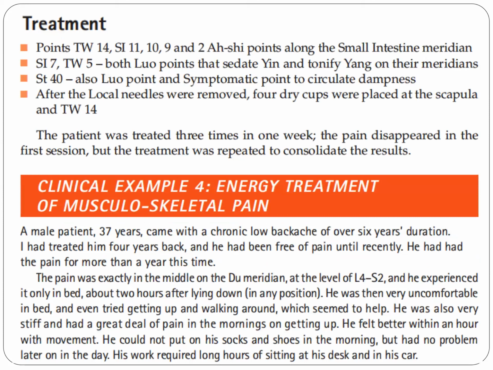Treatment: points triple warmer 14, SI 11, 10, 9, and 2 Ashi points along the small intestine meridian. SI 7, triple warmer 5, both Luo points that sedate yin and tonify yang on their meridians. Stomach 40, also the Luo point and symptomatic point to circulate dampness.